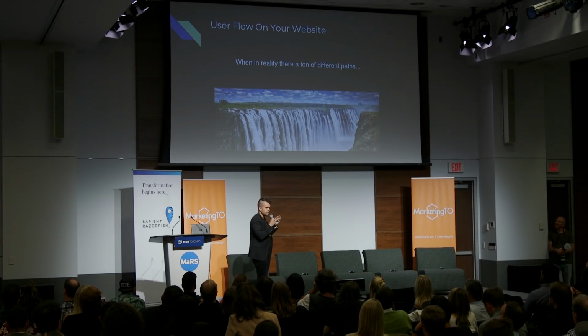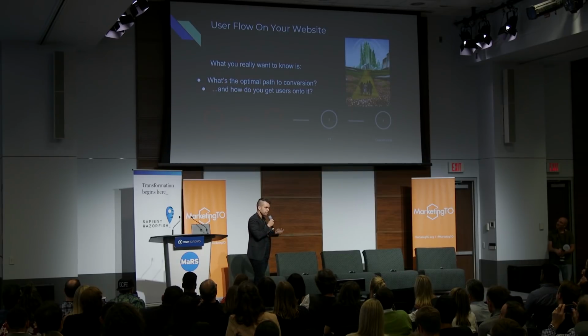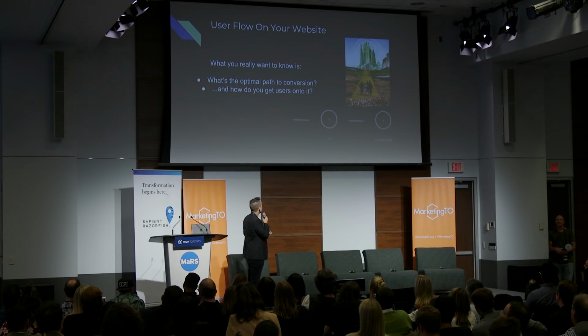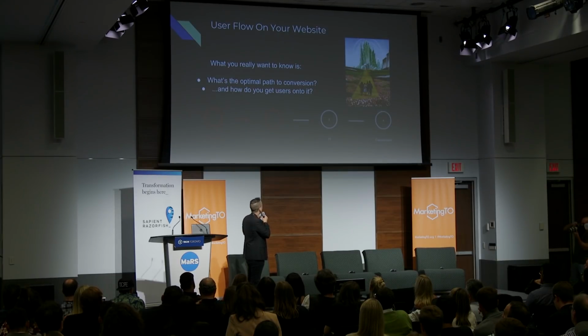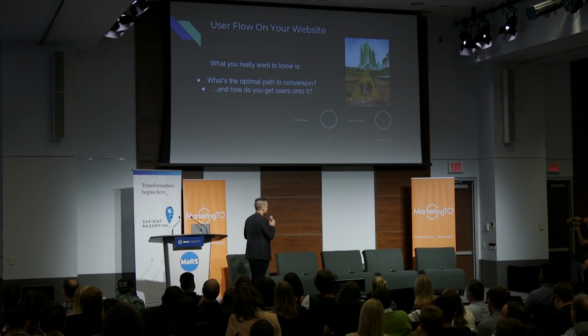But the reality is there's a ton of different paths, and it's really hard to narrow them down to what you really want, which is the golden path, what I like to call the golden path anyway. What you really want to know is what's the optimal path to conversion and how do you get your users to do that. Remember, we talked about our lens, thinking about your website as certain types of pages, and now you're going to think of them this way.